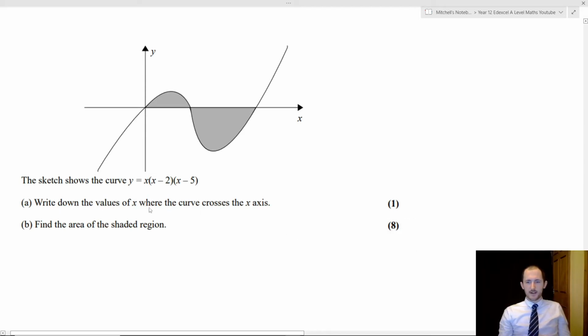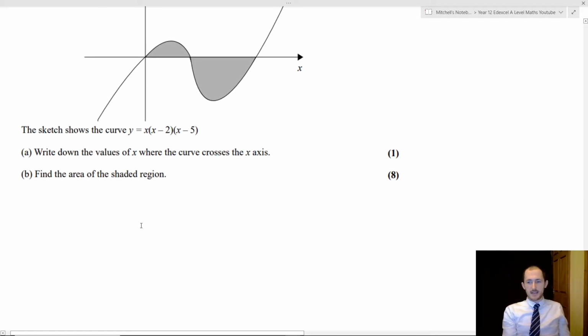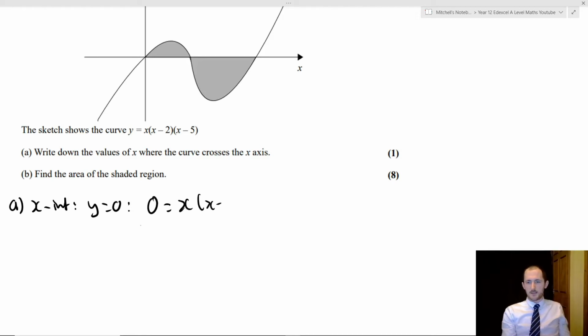So write down the value of x where the curve crosses the x-axis. For it to cross the x-axis, that's the x-intercept, so when y equals 0. So we have 0 equals x(x minus 2)(x minus 5). That happens when x equals 0, x equals 2, x equals 5. Nice and easy. It goes to the origin, so that makes sense. That must be 2 and this must be 5.